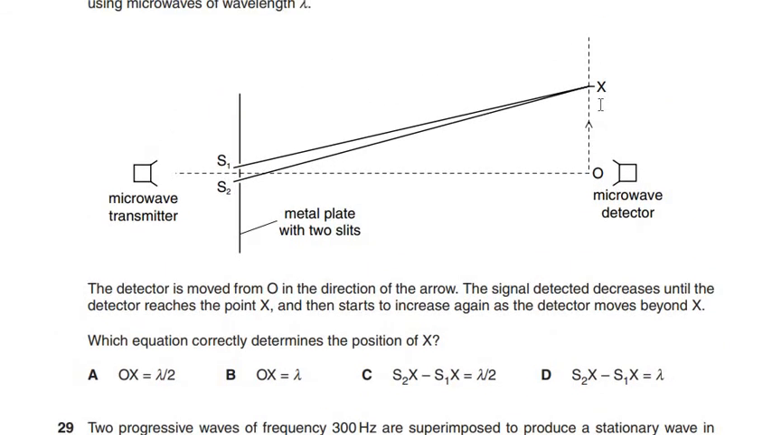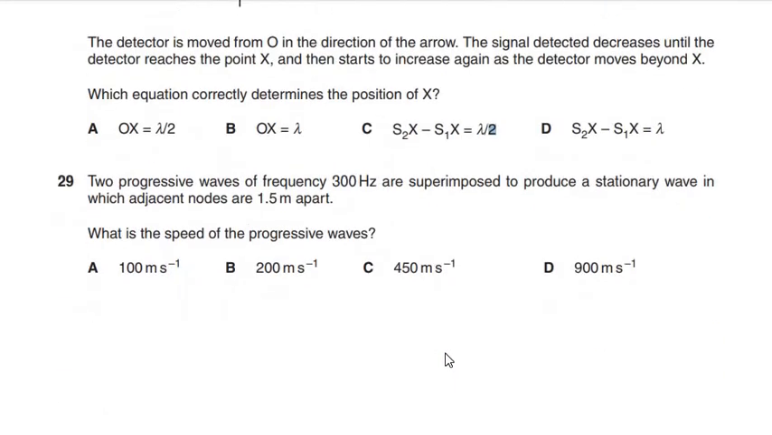Well, if you don't look at it from this perspective, it gets really complicated. You start trying to do trigonometry and all of that, which you don't actually have to do. So basically, the distance between S1 to X and S2 to X is going to be half lambda, and the equation which comes closest to this is C. S2X minus S1X is equal to half lambda. There you go.